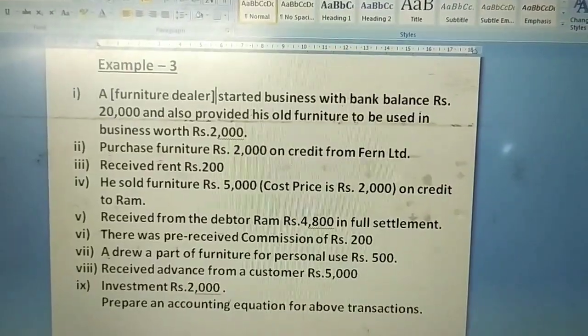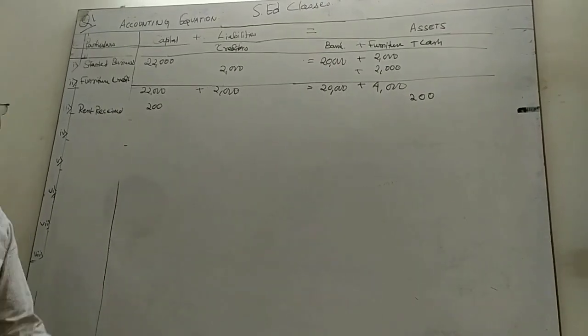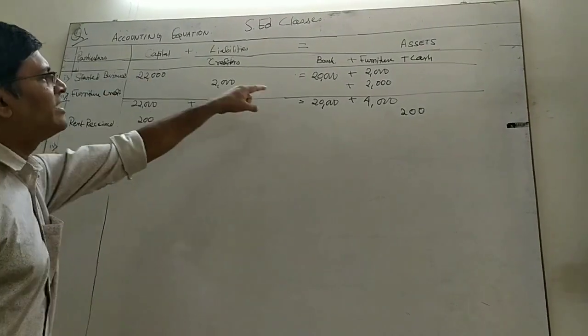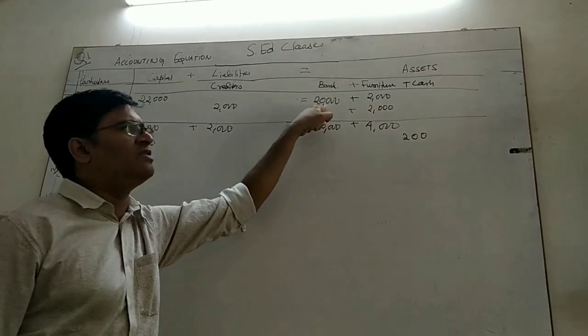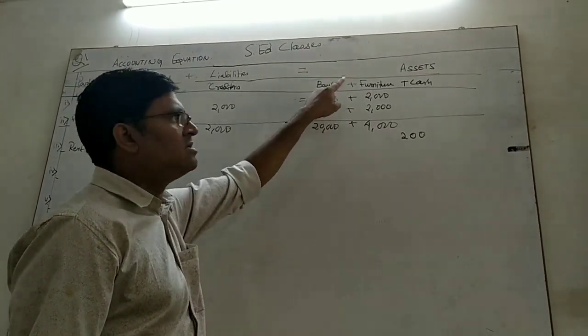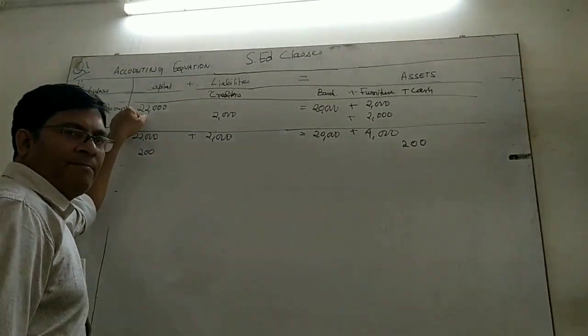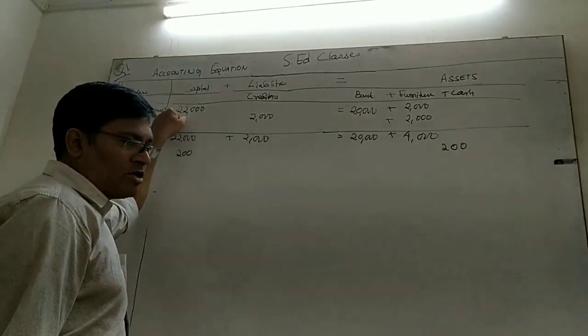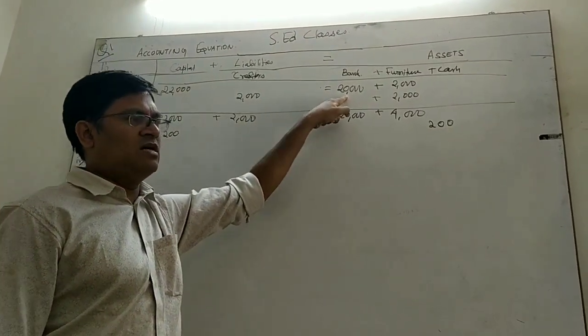This is the last sum, students. A furniture dealer started business with bank balance 20,000. He has also introduced some more furniture from his personal sources to the business. So furniture increased, and over here 22,000 it became. Clear? 22,000, 22,000, first equation over.